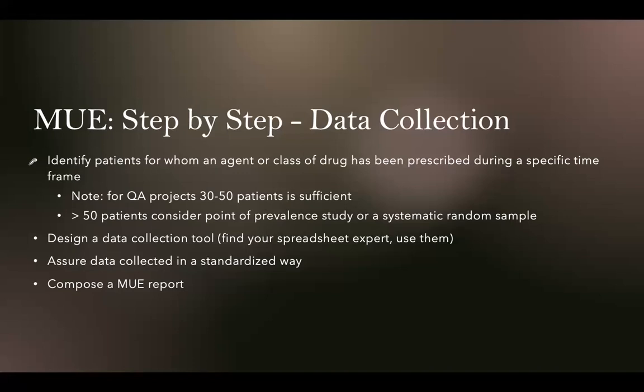The data collection: you're going to identify the person for whom an agent or drug class has been prescribed during a specific time frame, and you're going to get your reports. Now, if you're doing it as a quality assurance program, you'll need at least 30 patients to get a snapshot. Proof of concept, right? But usually 30 to 50 is sufficient. If you're going to do it for your major project, you're going to have to have more. To have a cohort, you're going to have more than 50 patients to consider a point prevalence study or a systematic random sample.